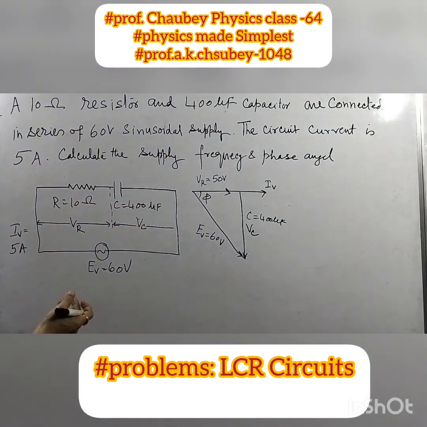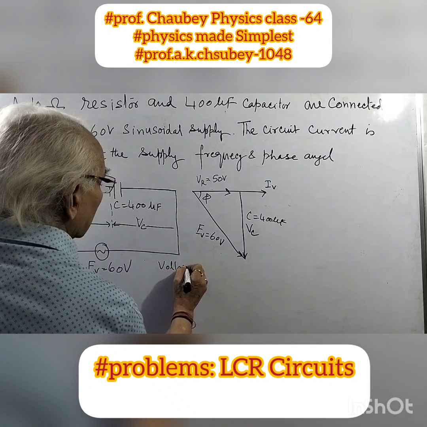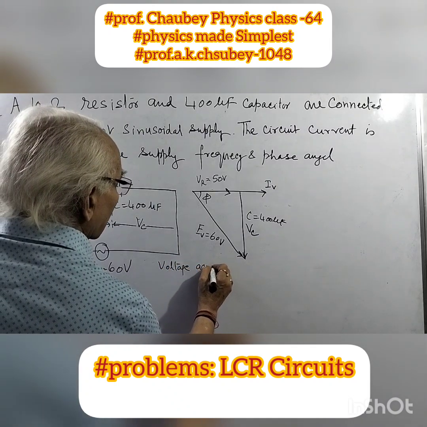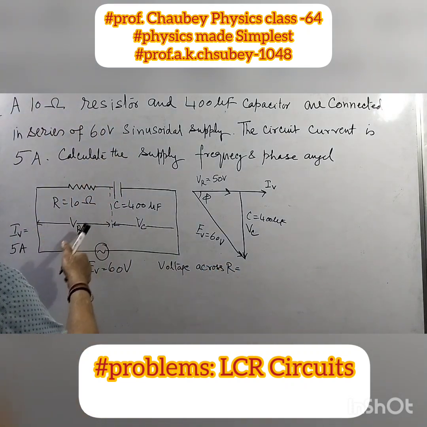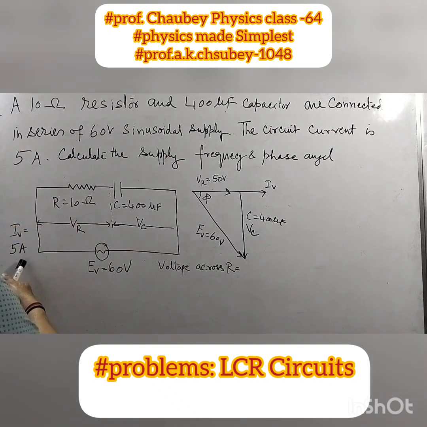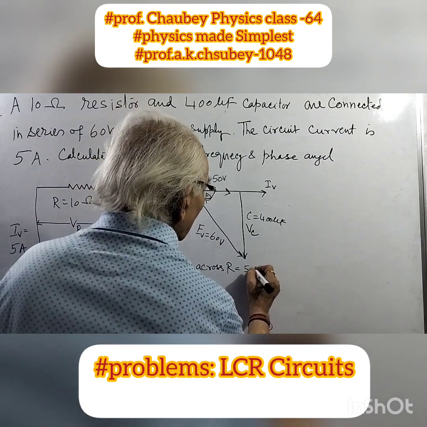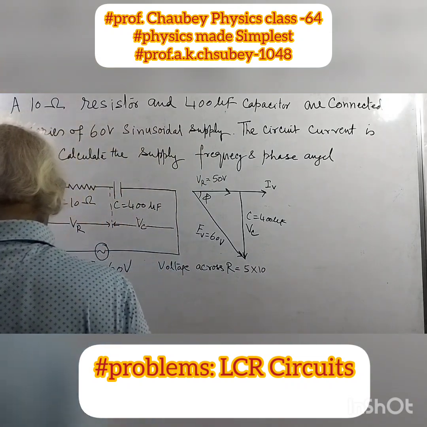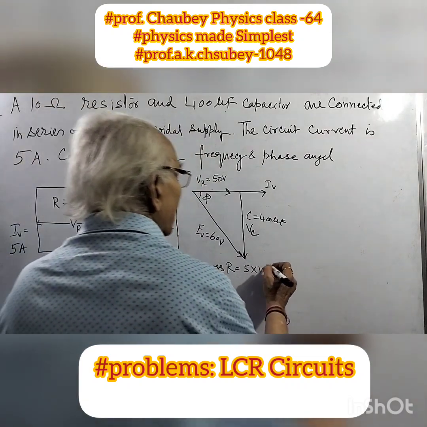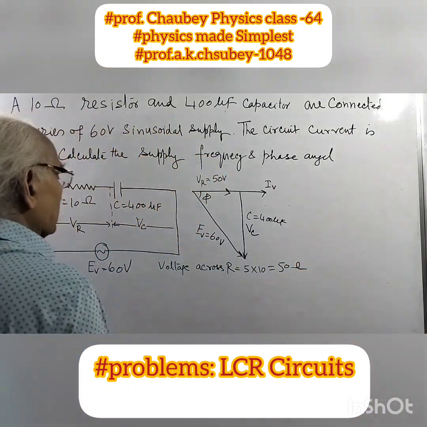So what do we do? We find out the voltage across R. What is the voltage across R here? Current into resistance. Current we know is 5 ampere. R is 10. So I R, 5 into 10. So that is the voltage across the resistance, 50 volt. VR is now 50 volt.